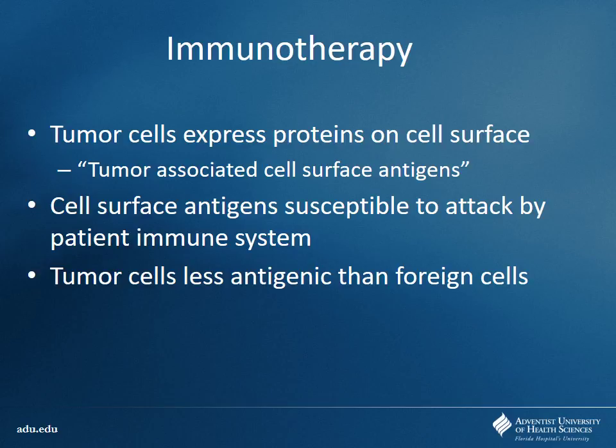Okay, and then there's some immunotherapy. Sometimes you'll find that some of these cells are expressing certain proteins on the cell surface, and so you can have drugs that specifically target that. While your body wants to attack some of these cancerous cells, you'll find that the tumor cells end up being less antigenic than foreign cells, which makes them elude the immune system to some degree.